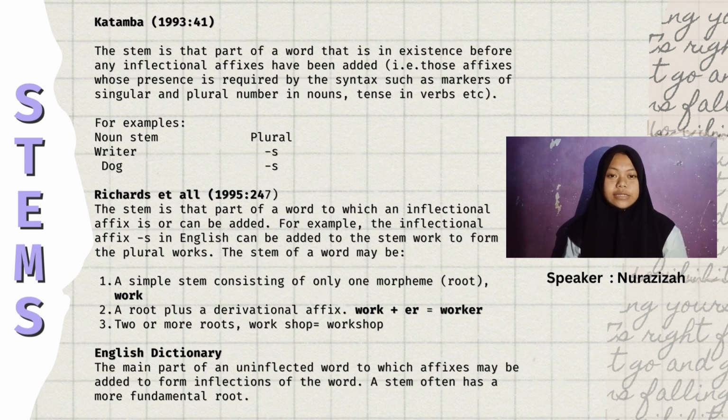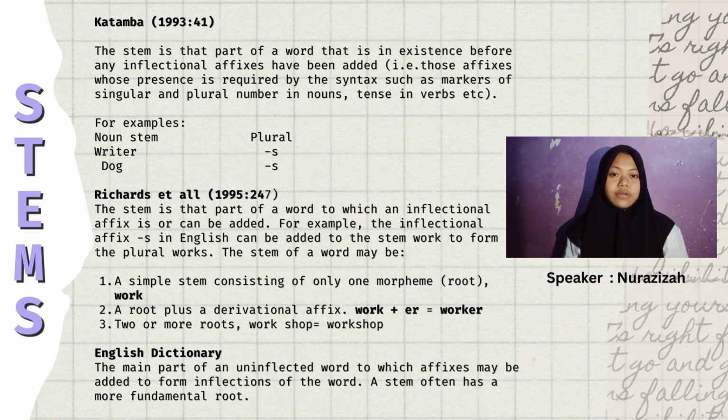The second is, according to Richards et al., 1995, the stem is that part of a word to which an inflectional affix is or can be added. For example, the inflectional affix s in English can be added to the stem word to form plural words.